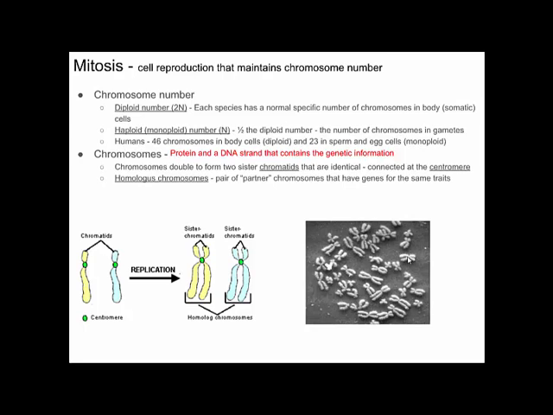The only cells in a sexually reproducing organism that have a different number of chromosomes are typically the gametes, the reproductive cells. In animals, it would be a sperm and egg cell. They have half the number of chromosomes. So in humans, 23 chromosomes are found in sperm and egg cells. That's called the haploid number. We abbreviate it N.